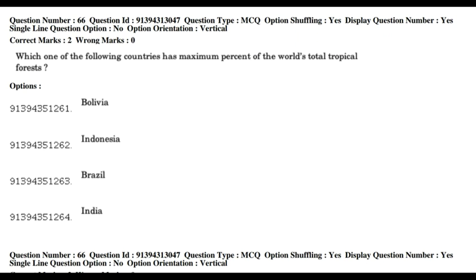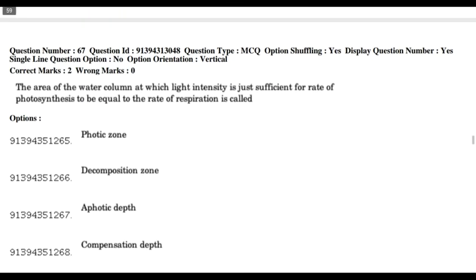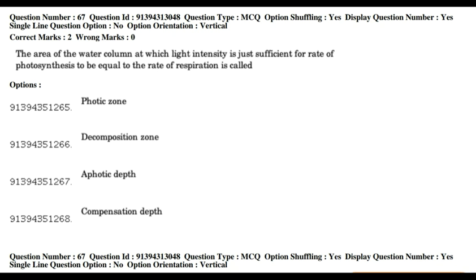Next, which one of the following countries has maximum percent of the world's total tropical forest? That is Brazil. Next, the depth in the water column at which light intensity is just sufficient for the rate of photosynthesis to be equal to the rate of respiration is called compensation depth.